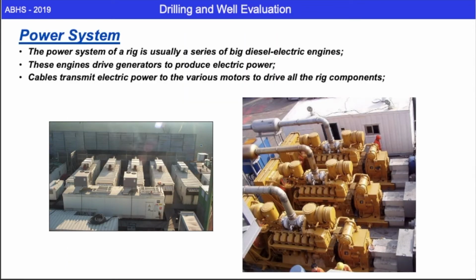The power system of a rig usually consists of the big diesel electric engines. This is to ensure that the drilling can run properly while it's doing its job. These engines usually are made up of generators to produce electric power. This power system is then connected to the hoisting system to ensure that the rig can move up and down as it creates the well to the subsurface.